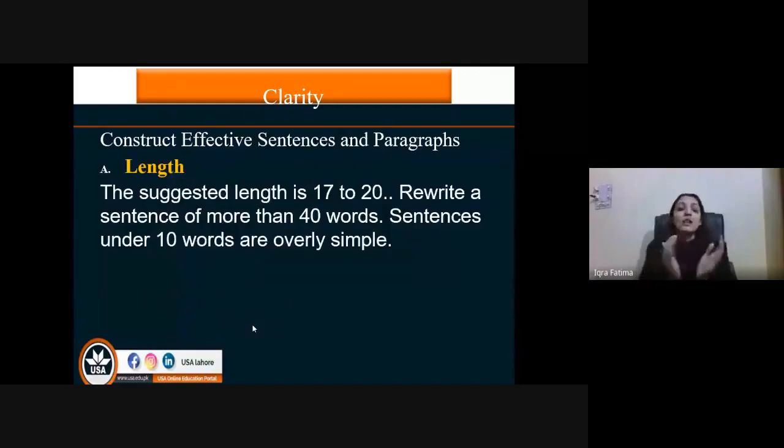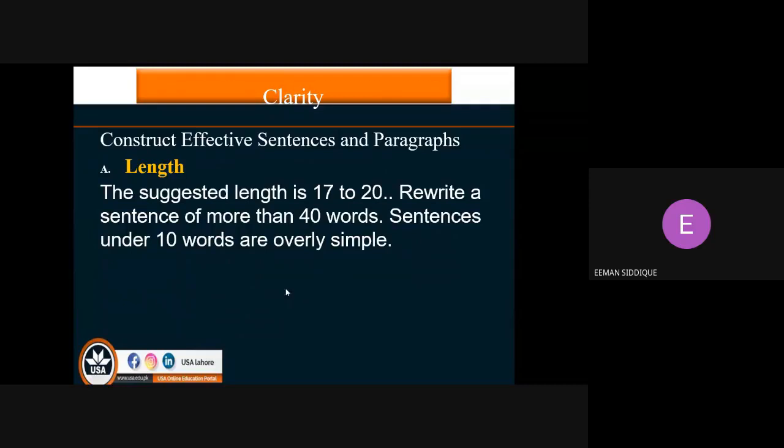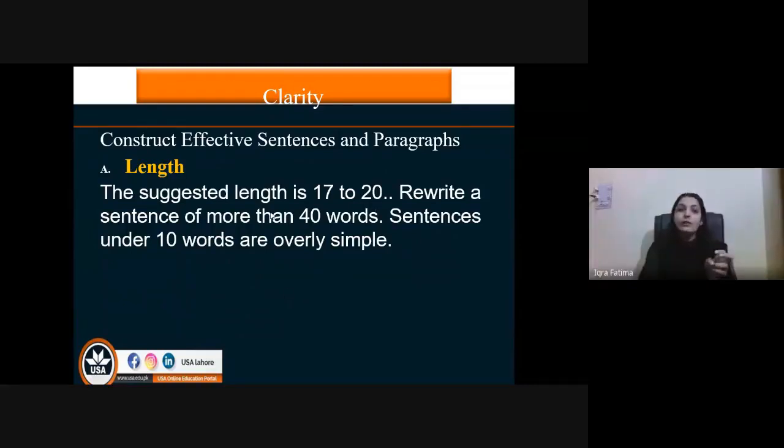What is length? Length of your sentence. It should be between 17 to 20 words only. If you have more than 40 words, you have to rewrite it because that would be a lengthier sentence. If you have fewer than 10 words, it is oversimple, and you also have to rewrite it again. So the average length of your sentence should be 17 to 20. That will also make your sentence more clear.